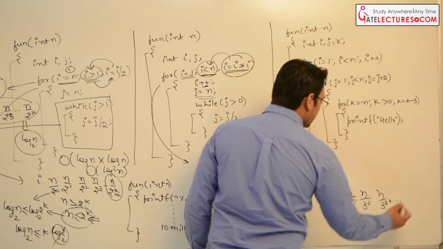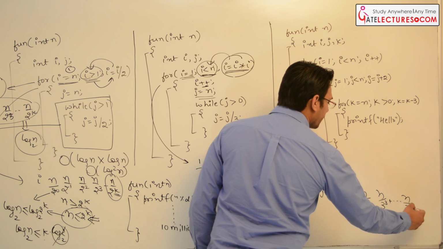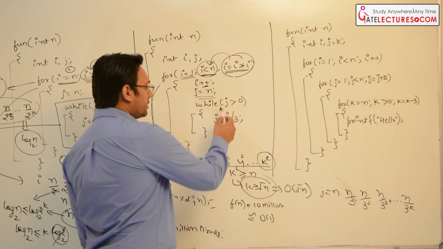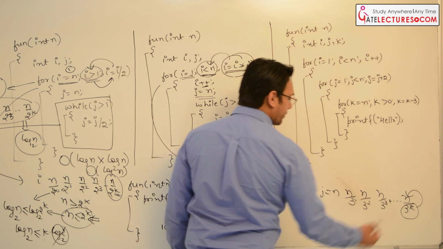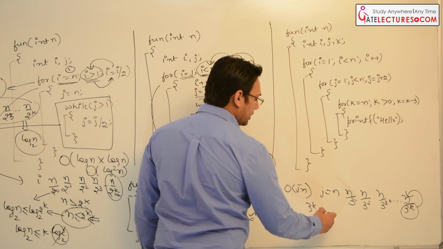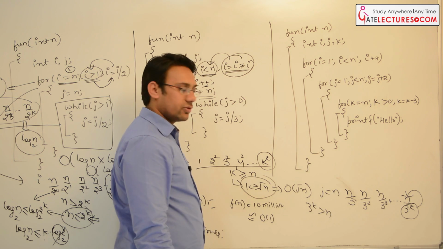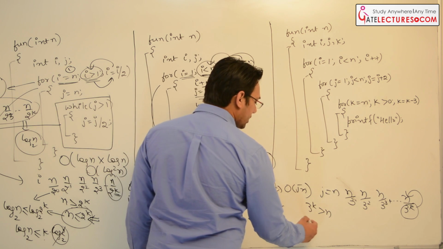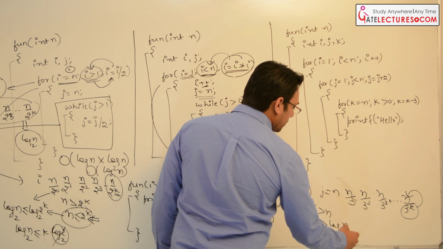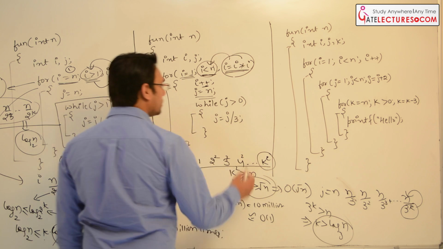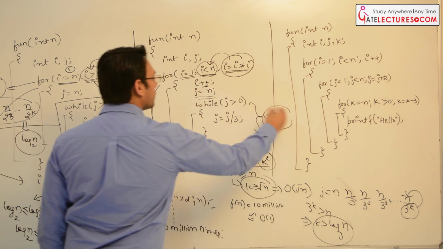Next time the value of j will come n by 3 raised to power 4, up to so on n by 3 raised to power k. And again, when will this condition be false? When this 3 raised to power k is greater than n. That means if 3 raised to power k is greater than n, then this condition will become 0. This is going to give you 0. In that case, we can say k should be greater than log n base 3. Therefore this loop is going to run log n base 3 times, right?